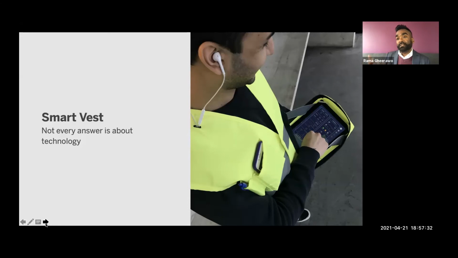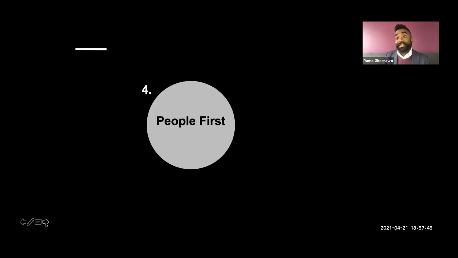So we redesigned the fluorescent vest, the high-vis vest that they wear, to contain the technology. Everyone started using the technology. They didn't need to spend hundreds of thousands of dollars to redesign it. So we're getting there, Ori.